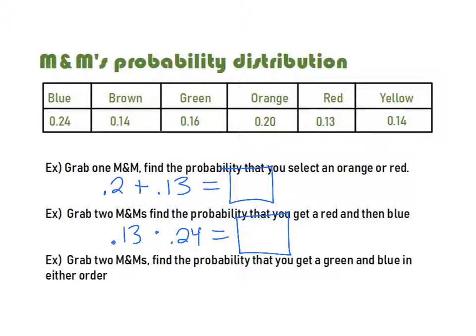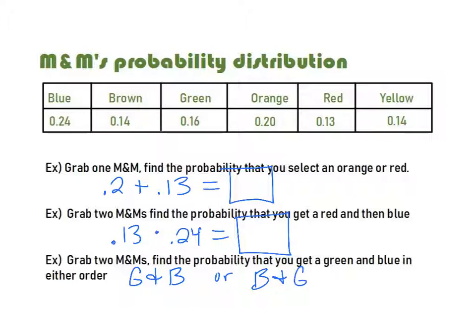Now this is where it gets a little bit trickier. It says grab 2 M&Ms and find the probability that you get a green and a blue. Because you're getting 2 of them, right? You're going to get a green and a blue one in either order. So that's a little bit sneaky, because you have to look at the possibility that it went green and then a blue, or the possibility that it went blue and then a green. These are considered different things, so we have to look at that.